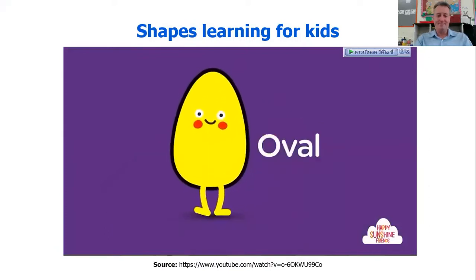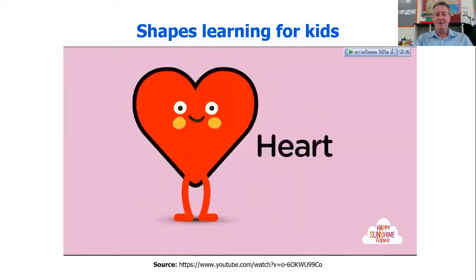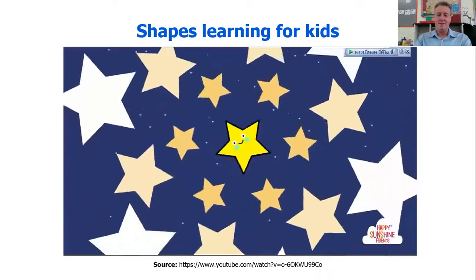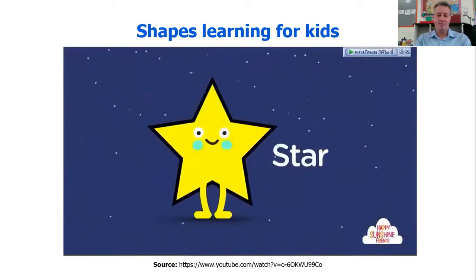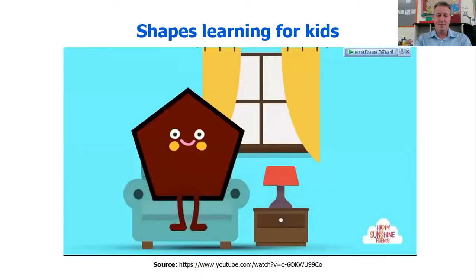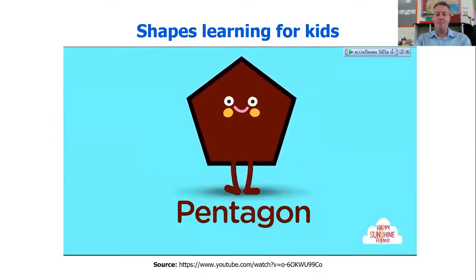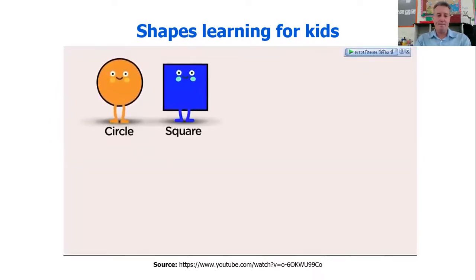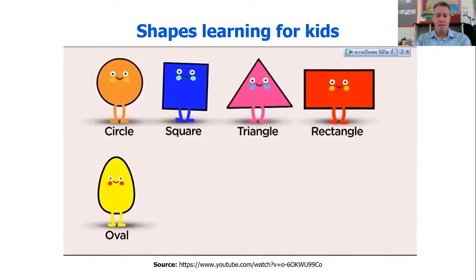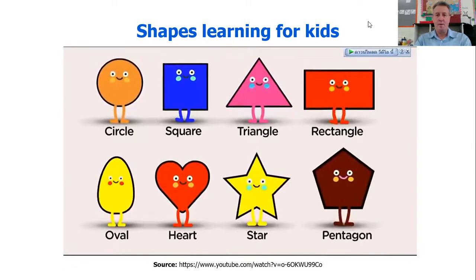Oval. Now some other ones. Heart. Star. Pentagon. 5 sides. The pentagon. Circle. Square. Triangle. Rectangle. Oval. Heart. Star. Pentagon.